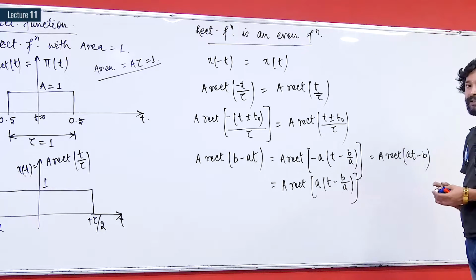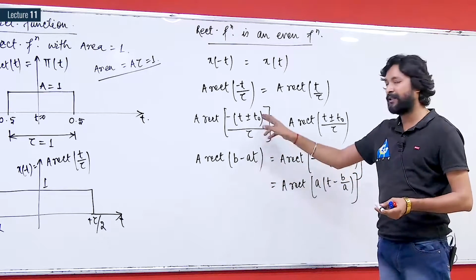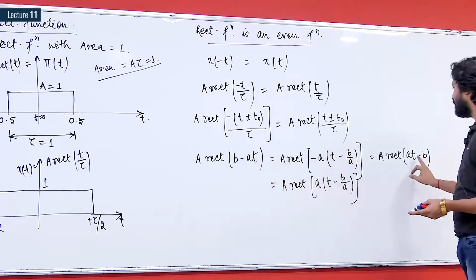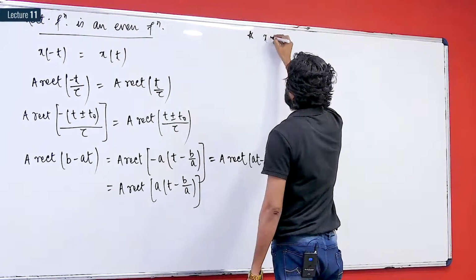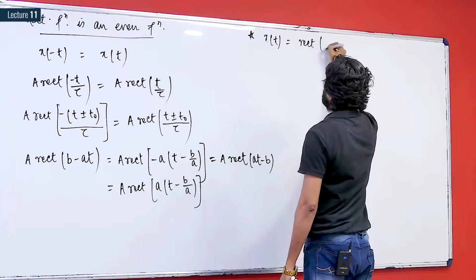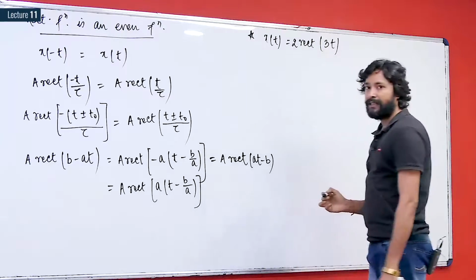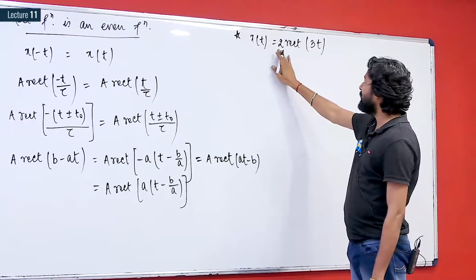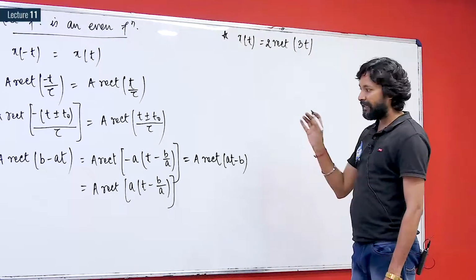So, this rectangular function is an even function. Again, if you replace this t by t plus or minus t naught, then you will have to replace this t also by t plus or minus t naught. Now, you have to plot the signal x of t, that is rectangle of 3t, that we have to take 2 rectangle of 3t. Then by comparing it with a rectangle of t upon tau, it must be in the form of t upon tau, then we can represent it.